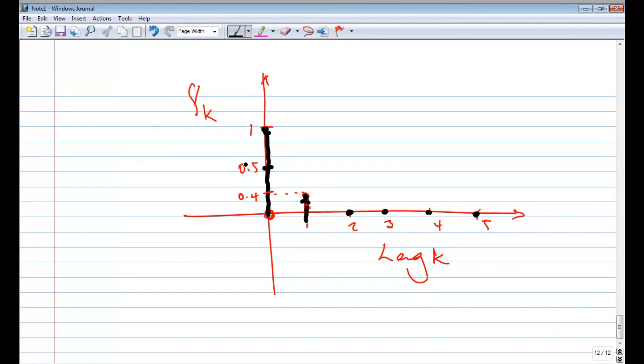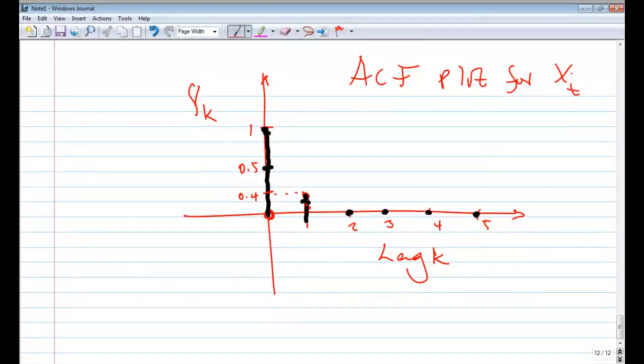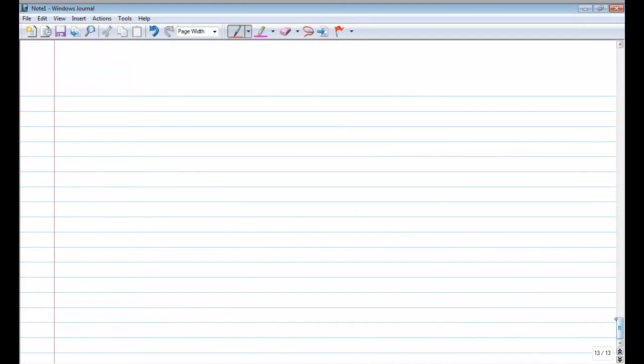Let me give you another exercise for you to do. This is an ACF plot for Xt. Now, can we go to the other exercise?